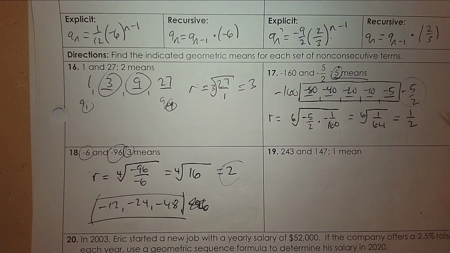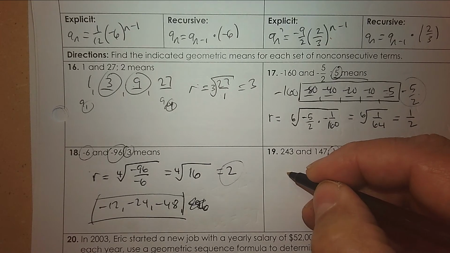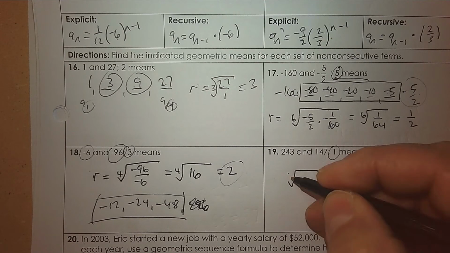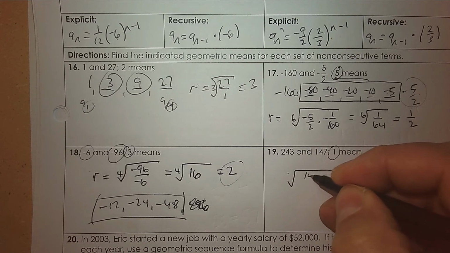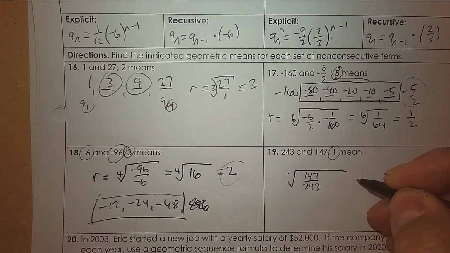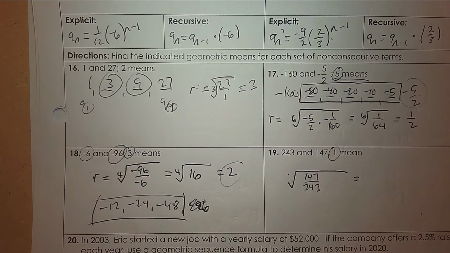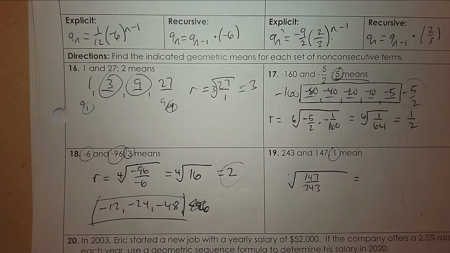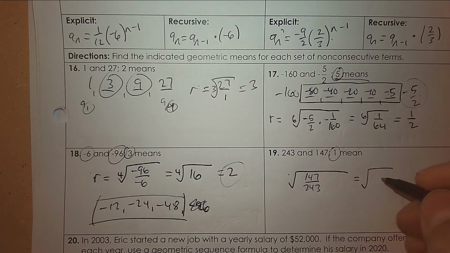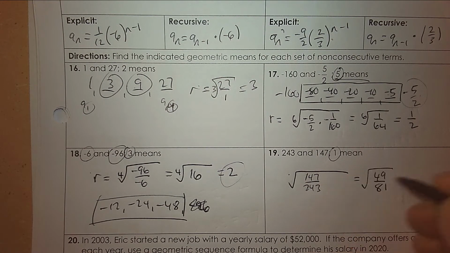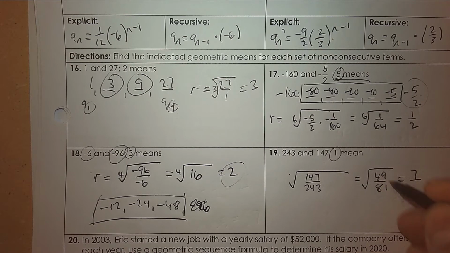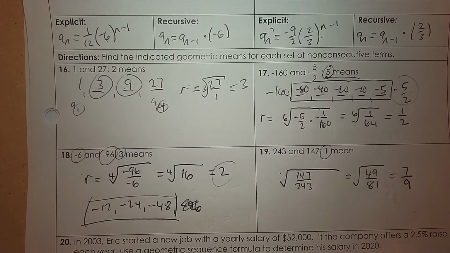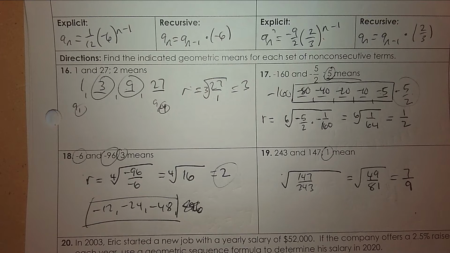One more time. So 1 mean, so it's going to be square root, because index 2 means square root. And we're going to go 147 divided by 243. It reduces down to 49 over 81. So this fraction reduces down, and the square root would be 7 over 9. And then that's what you multiply it by. So go that times 243, and the answer is 147.